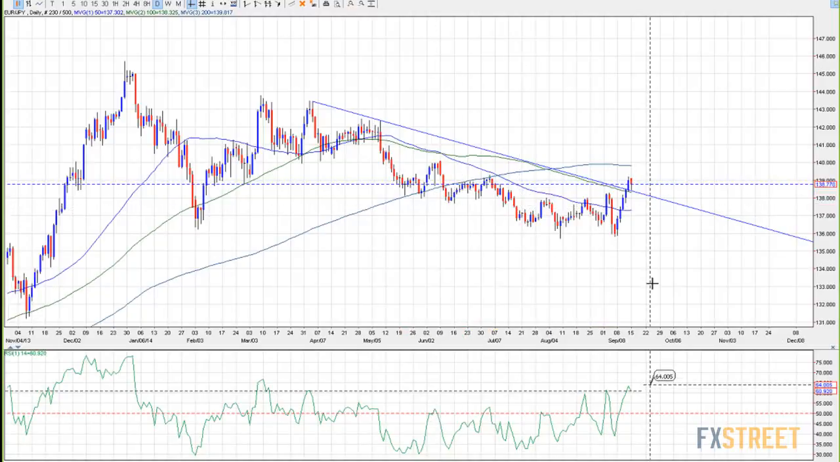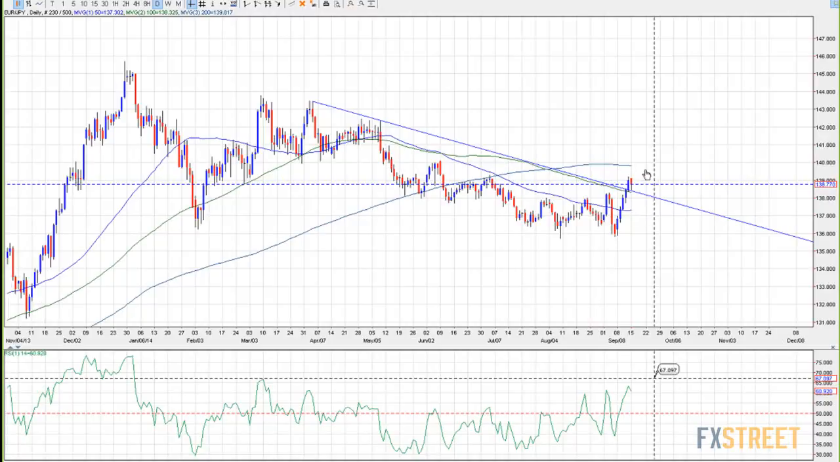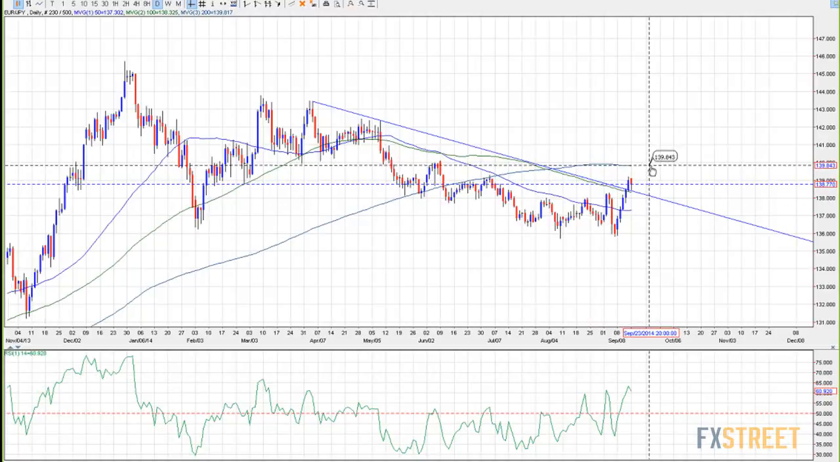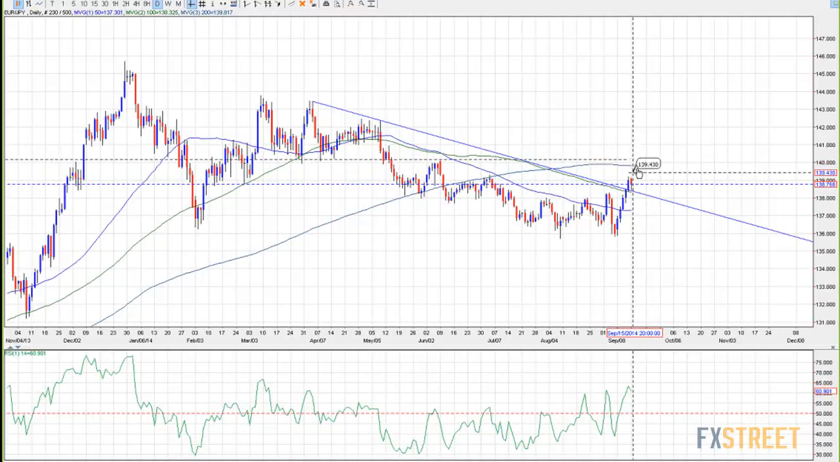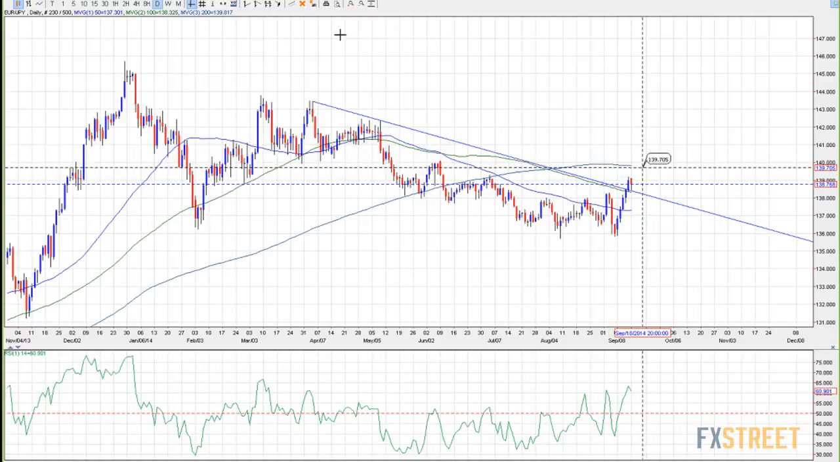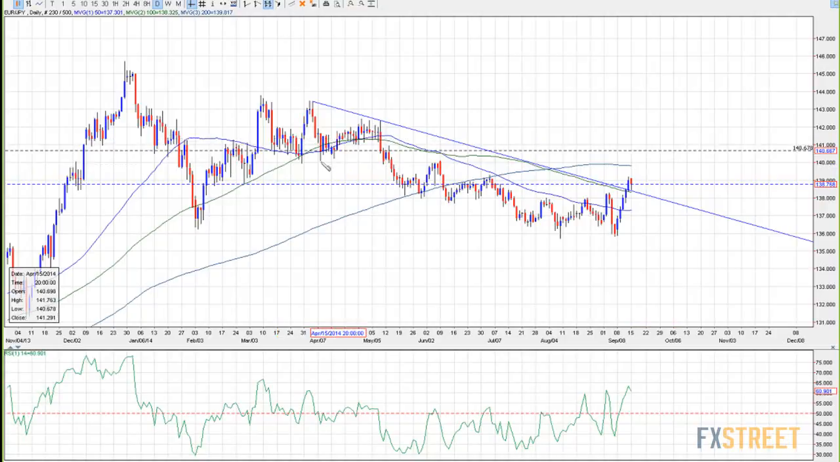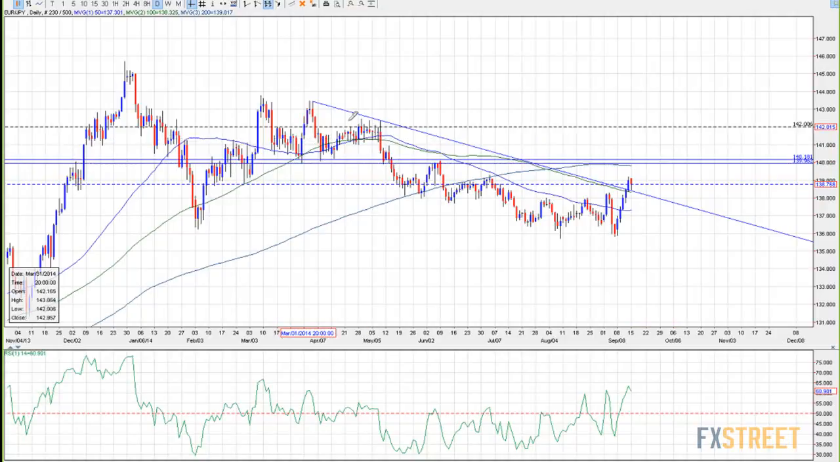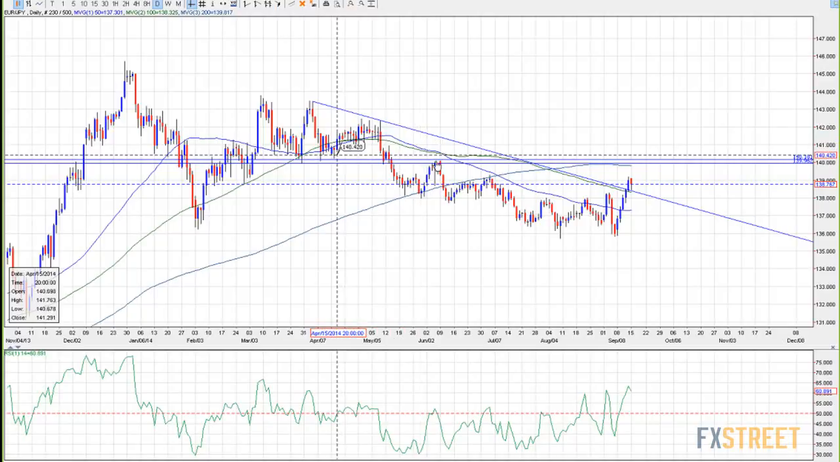In that scenario we can look for a bullish outlook, at least in the short term, towards 140. You see that the 200-day moving average is just below 140. There's this support resistance pivot around 140 that goes back to March, April, and June.